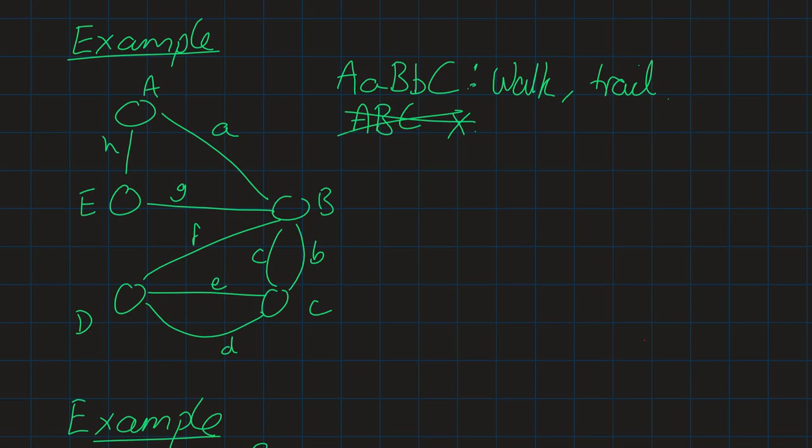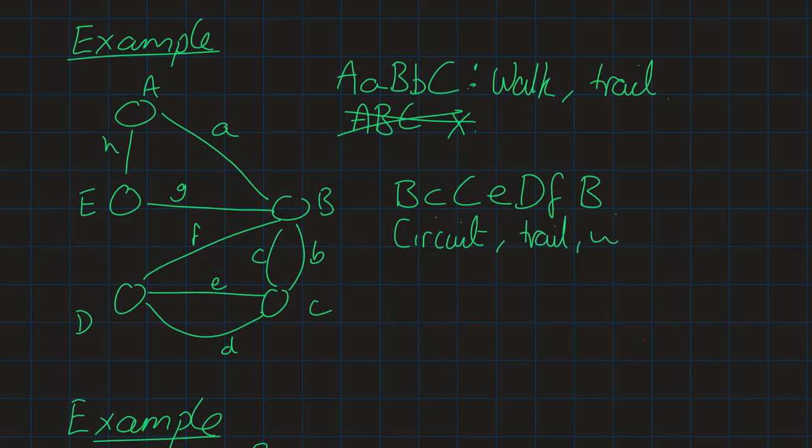Let's do an example of a circuit. Maybe B, c, C, e, E, d, D, f, B. If I was to draw this, I start at B, I go down to C, I go across to D, and then I take f back up to B. So I end where I started and there are no repeated edges. That means that this here is a circuit. And every circuit is also a trail, and every trail is a walk. So it's all three of the things.